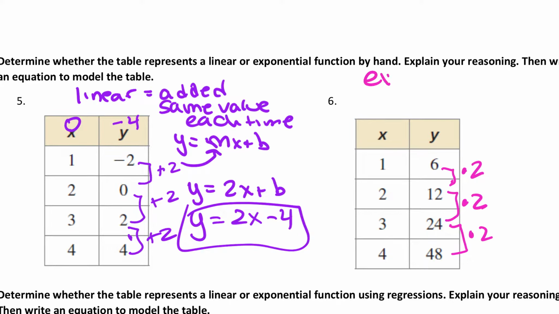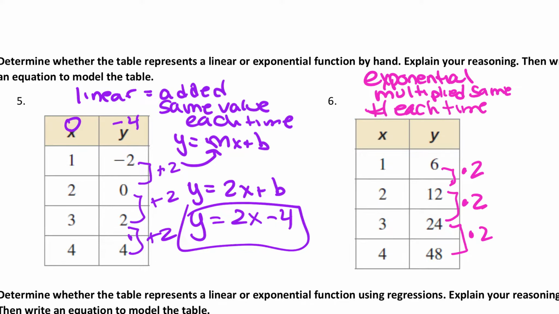So this is exponential because you multiplied the same number each time. And then the generic equation for an exponential function is y is equal to a times b to the x. A is our starting number, and b is our multiplying interval. So y is equal to 6 times 2 to the x as our equation.